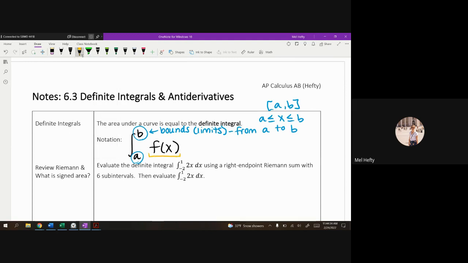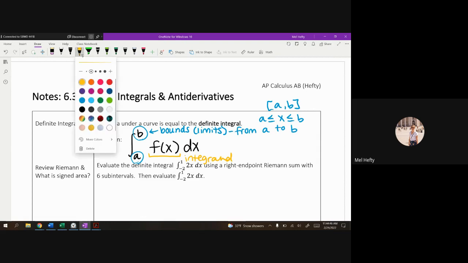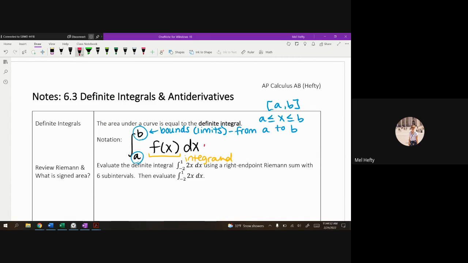This function inside has a cute little name. So if this is an integral, this guy is the integrand. Just like radical and radicand, it's whatever's inside there. And then we're going to end with a dx. You can think of the dx as part of your notation here. I like to think of the integral symbol with the bounds as the front end parentheses and the dx at the end as the back end of a set of parentheses. So they go together.